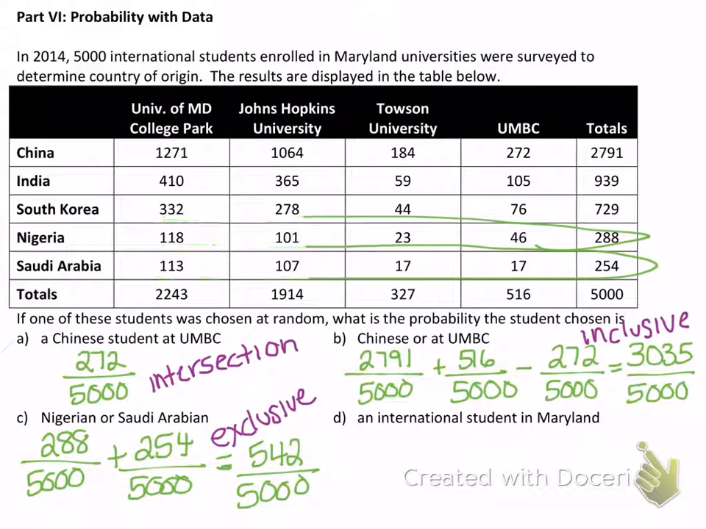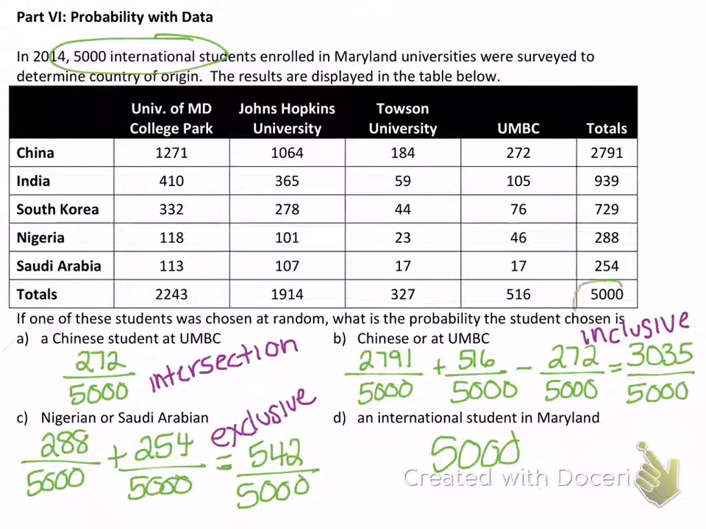And the final thing that we need to find the probability for is an international student in Maryland. Right here, 5,000 international students in Maryland out of 5,000. All of these are international students in Maryland. It doesn't say anything about College Park, just in Maryland in general. So that probability is 1.